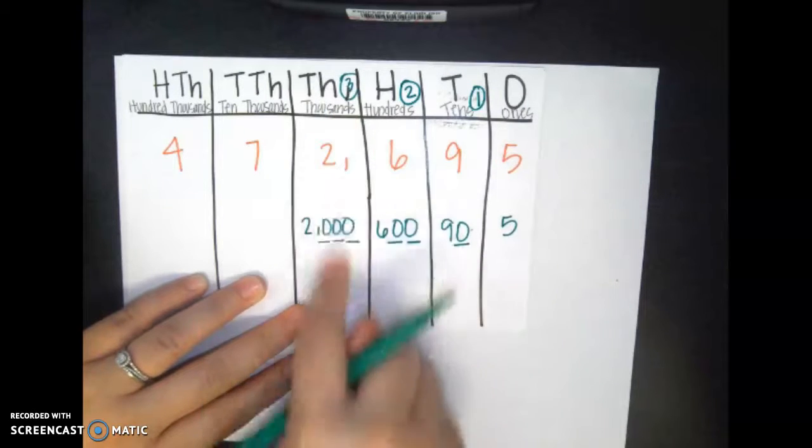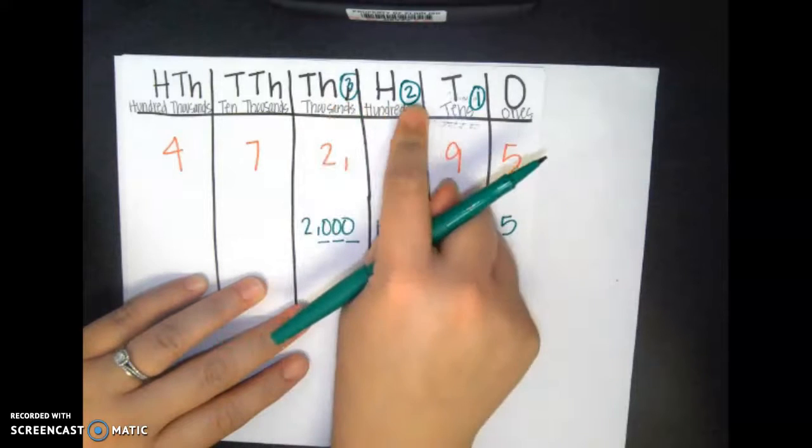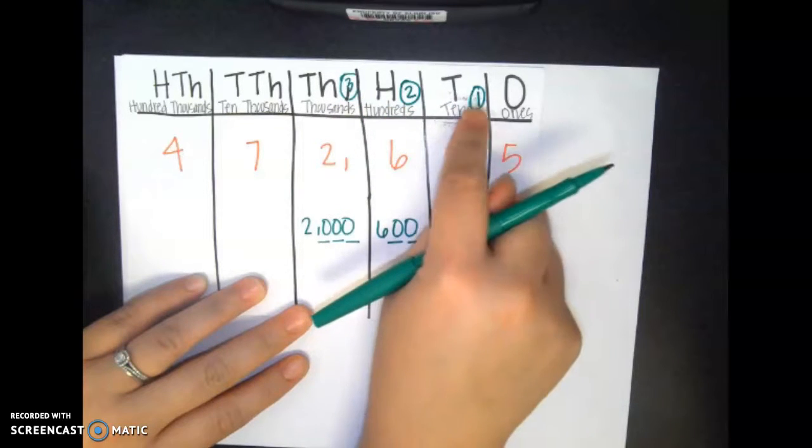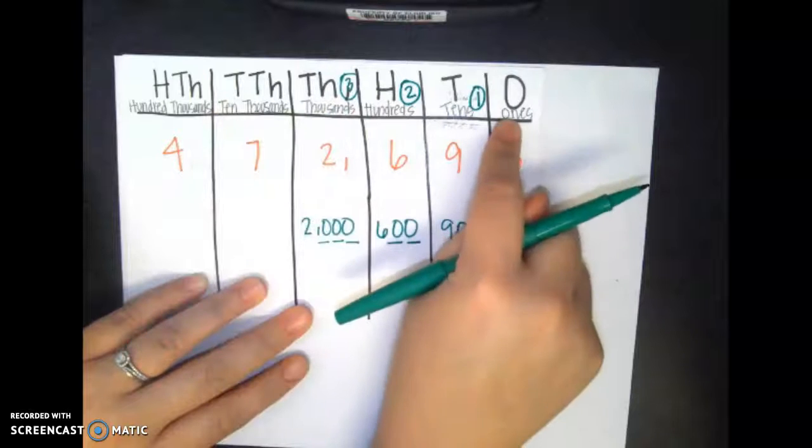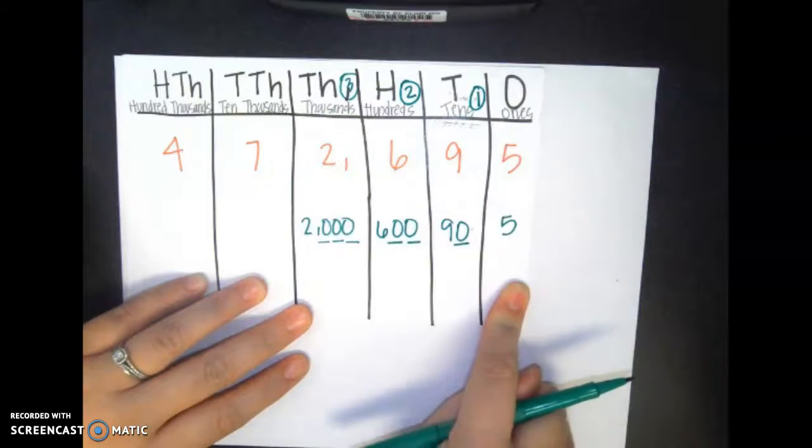So your thousands has 3 zeros. Your hundreds has 2. Your tens has 1. Y'all seeing a pattern here? Your ones, we don't have any zeros after the digit in our ones place value.